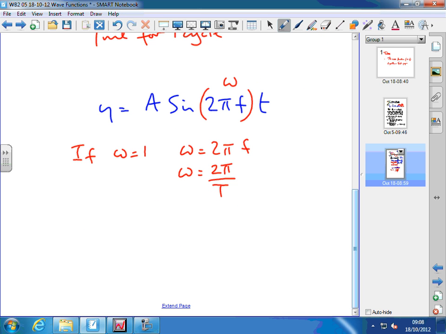What's the time for one cycle? I'll rearrange this formula. T equals 2 pi over omega, angular velocity. If omega is 1, the time for one cycle is 2 pi radians, which is what we saw, isn't it? Okay.